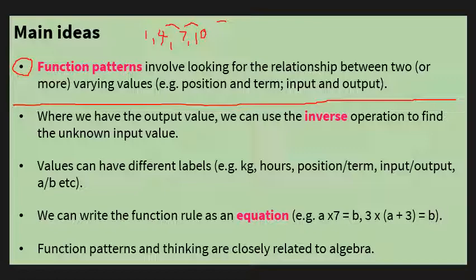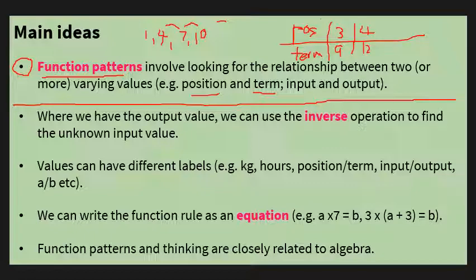And moving to this idea of a function pattern where we're looking for the relationship between 2, or in some cases more, values. So we've got our values. They could be a position and a term. And let's say we put them in this kind of horizontal array. It doesn't have to be in that particular arrangement. That's the table. And we've got our position is, let's say it's 3, and our term is 9. Position 4 is 4, and it's 12.